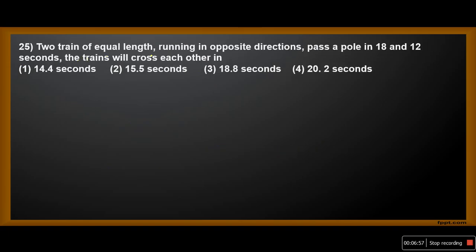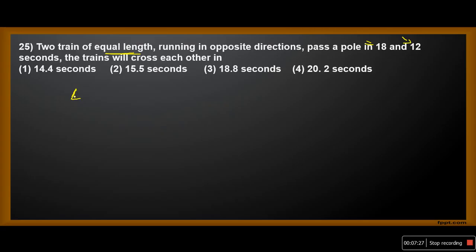Two trains of equal length running in opposite direction pass a pole in 18 and 12 seconds. The trains will cross each other in, listen carefully, the lengths are equal. So length of the train, let it be L. It means one train is taking 18 seconds, the other train is taking 12 seconds. Now how to tackle these kind of questions? We don't know the length of the train.